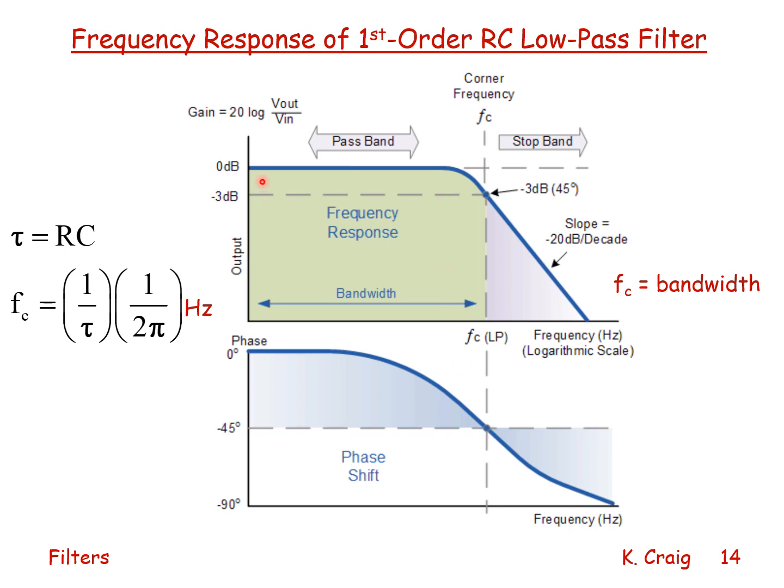Below that breakpoint, the amplitude ratio is flat, and the phase angle varies from 0 degrees to minus 45 degrees at the breakpoint. At high frequencies, the slope of the magnitude plot is a straight line with a slope of minus 20 dB per decade, where a decade is a 10-to-1 frequency change. And the phase angle proceeds from minus 45 degrees to minus 90 degrees asymptotically.